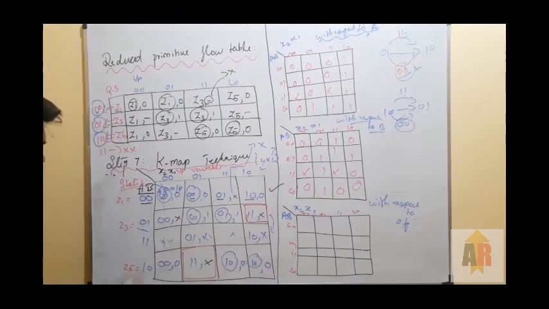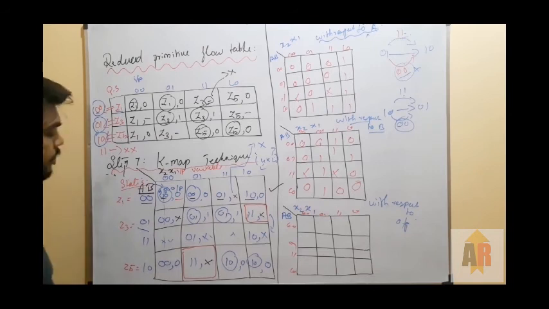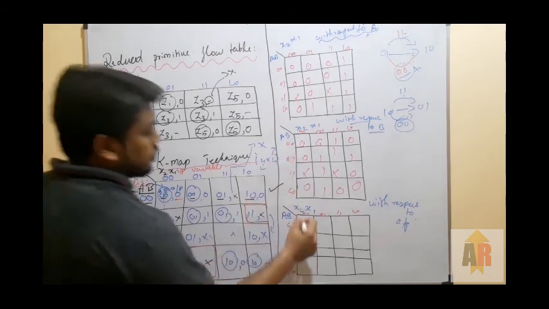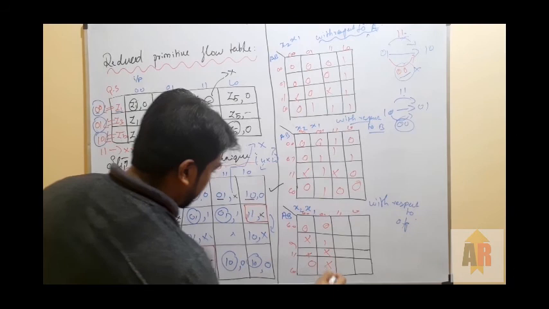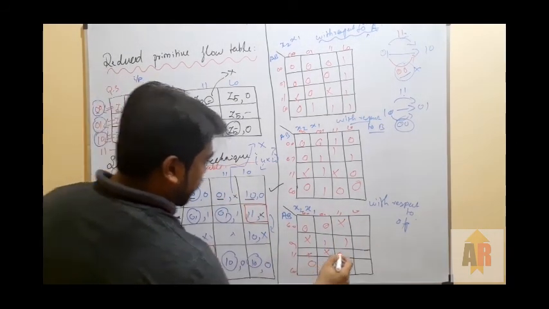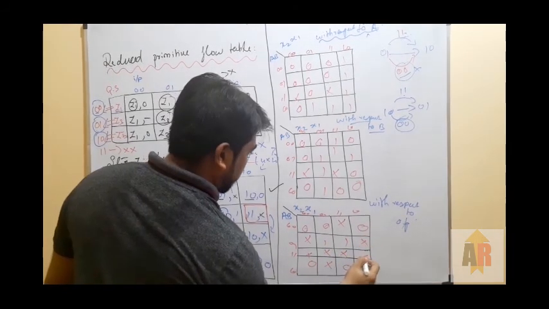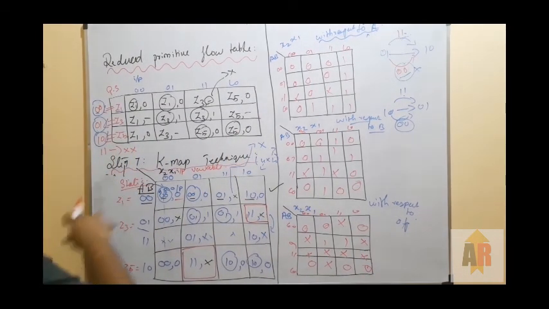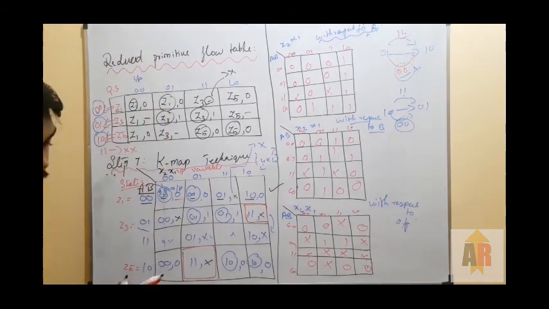Then come to this output. This is your output. You are familiar with the things. So yeah, okay. 0 x x 0, 0 x x 0, 0 1 0 1, 0 1 x x, x 1 x 0, then 0 x x 0. So this is the required, this is how I separated all the things from your K-map that we got from the reduced primitive flow table.